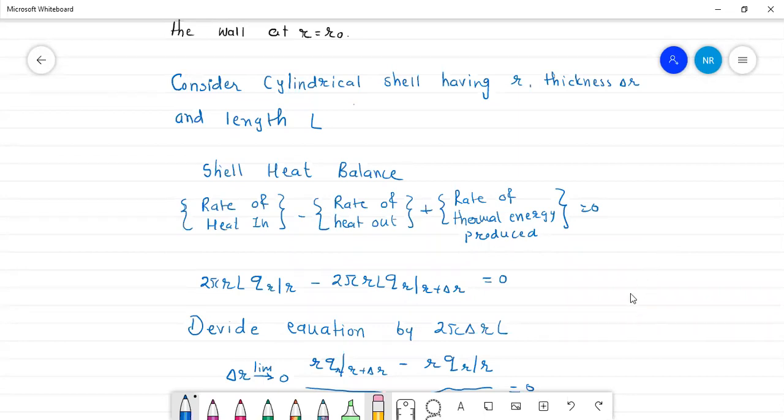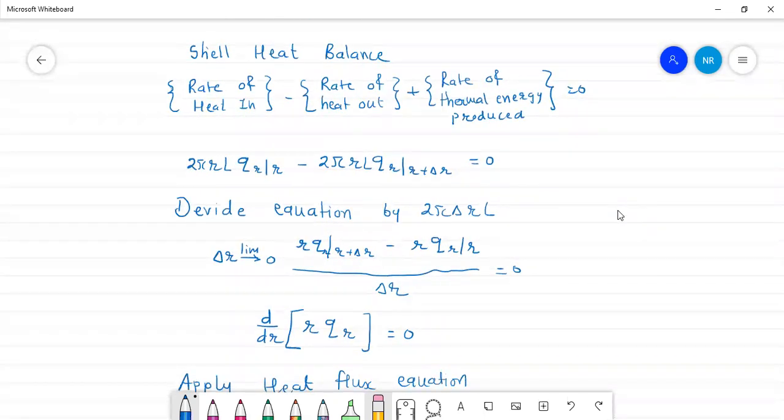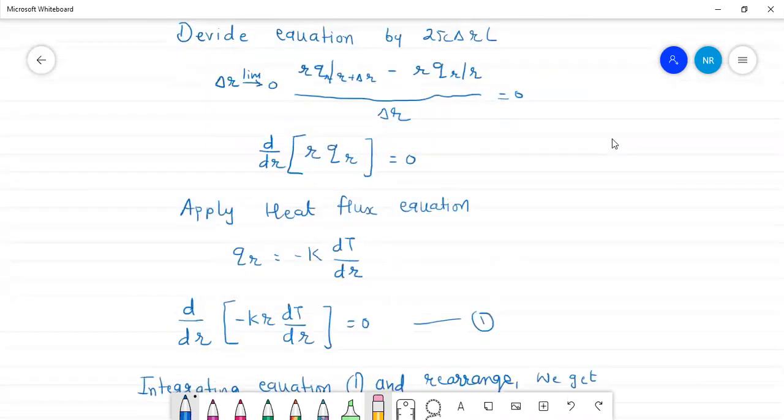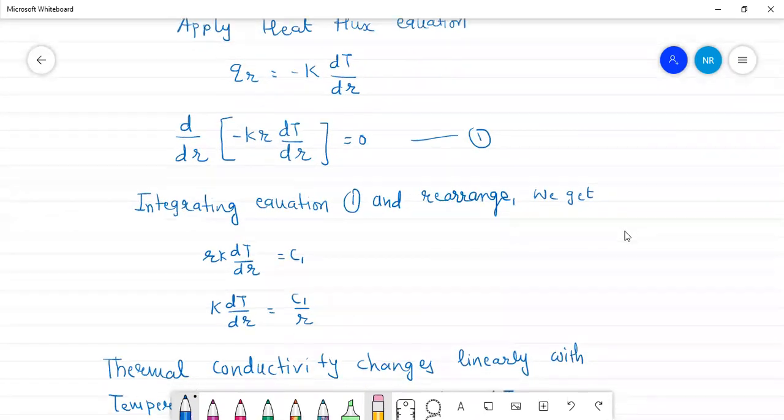So we take the limit delta r tends to 0: r multiplied by q of r at r plus delta r minus r multiplied by q of r, divided by delta r, is equal to 0. Then we can write d/dr of r multiplied by q of r is equal to 0. Then we apply the heat flux equation, q of r is equal to minus k dT/dr. We do the integration of equation number 1 and rearrange, and finally we get k multiplied by dT/dr is equal to C1 divided by r.